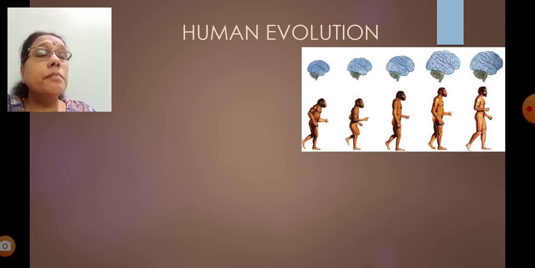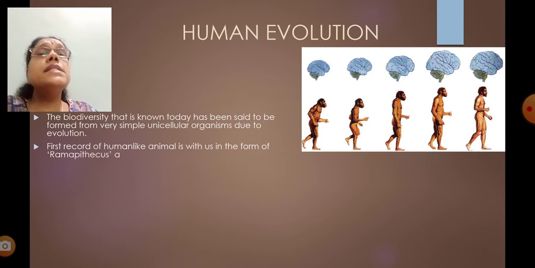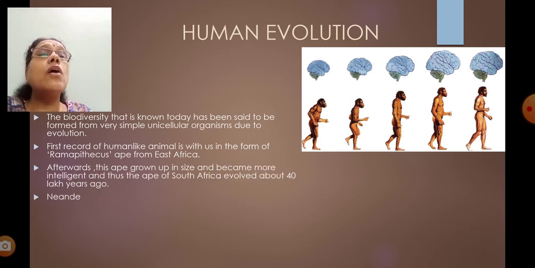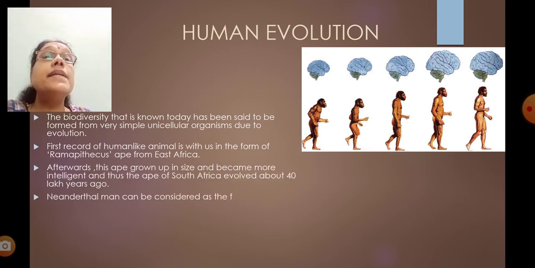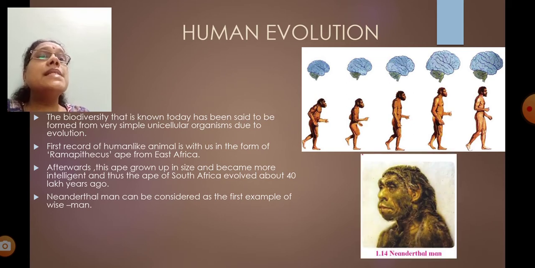Next is human evolution. The development of brain from apes to modern man. So how did the evolution happen? The biodiversity that is known today has been said to be formed from very simple unicellular organisms due to evolution. In the earlier session we learned about that. From amoeba to varieties of plants and animals. First record of the humankind animal is with us in the form of Ramapithecus ape from East Africa. Afterwards, this ape grew in size and became more intelligent, and thus the ape of South Africa evolved about 40 lakh years ago.